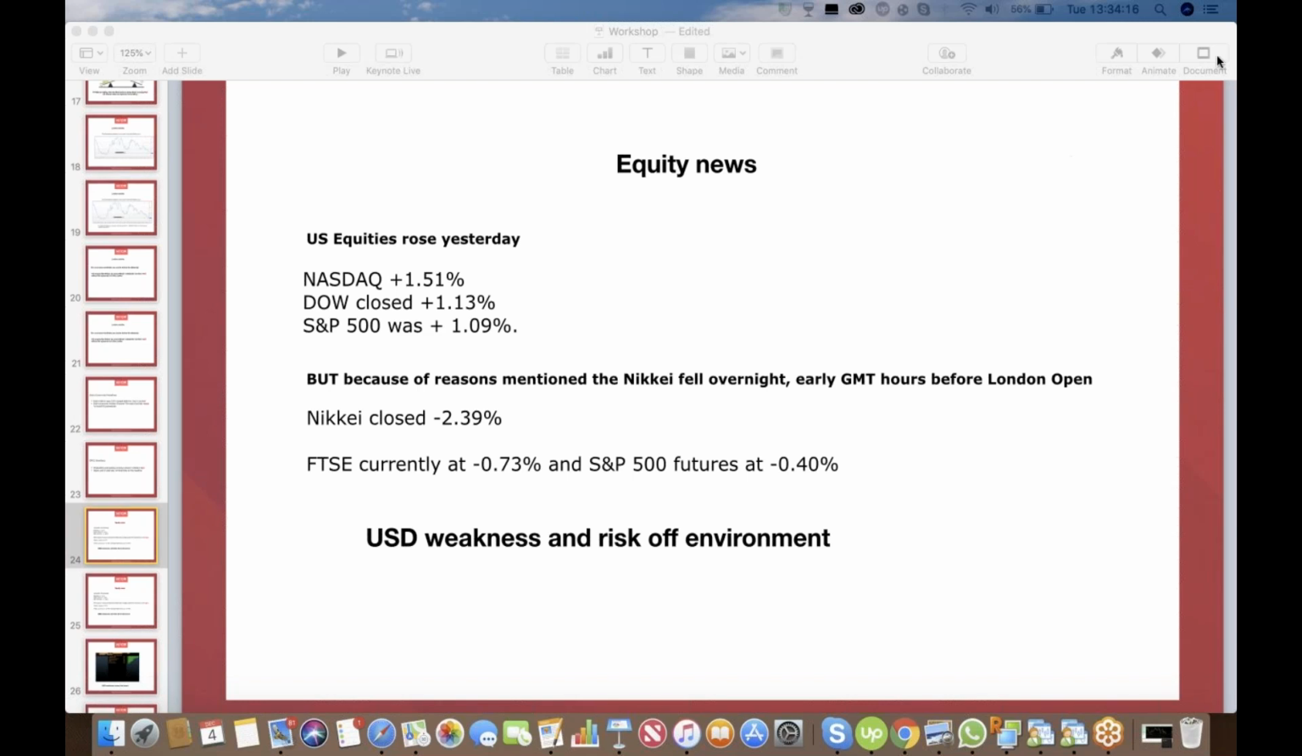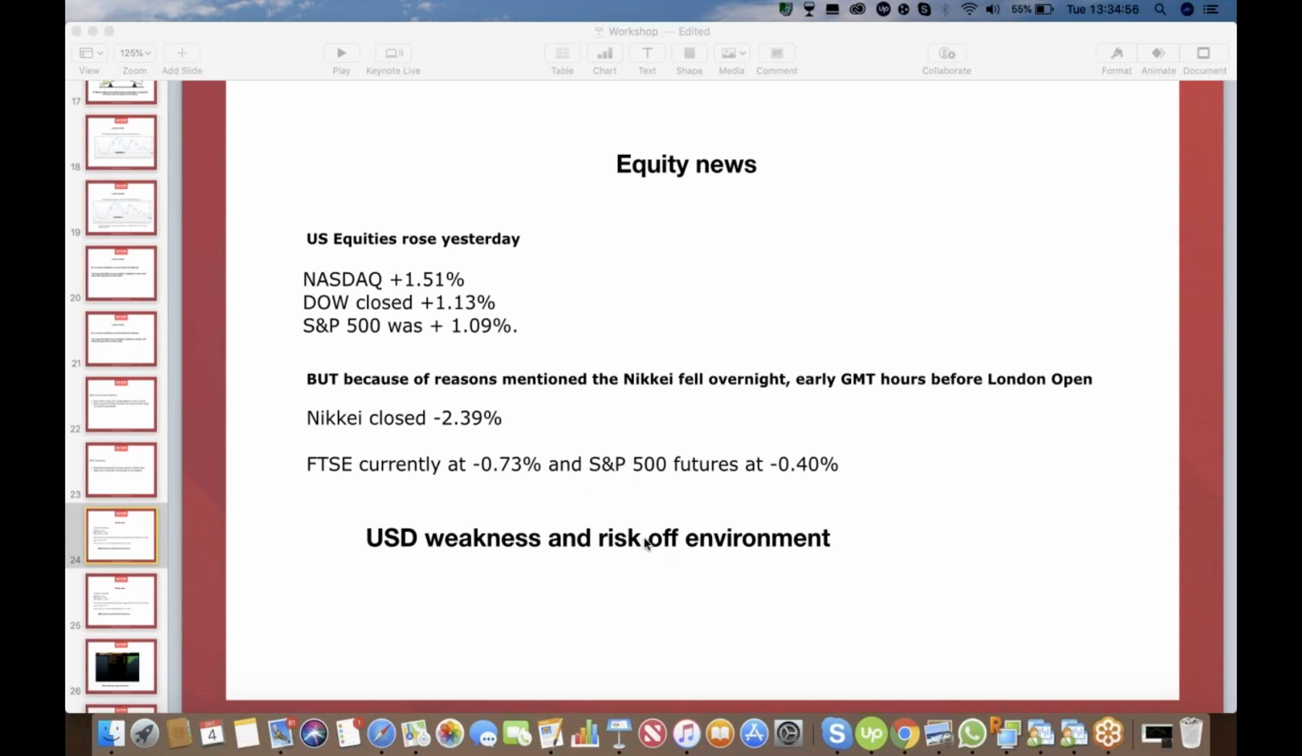Anytime you see an equity market fall by about 1%, you want to pay attention to it. I've got the FTSE currently at minus 0.54%. I prepared this earlier, it was 0.73. And we've got the S&P 500 futures at minus 0.21%. So what I'm saying is that this is impacting the markets heavily now.